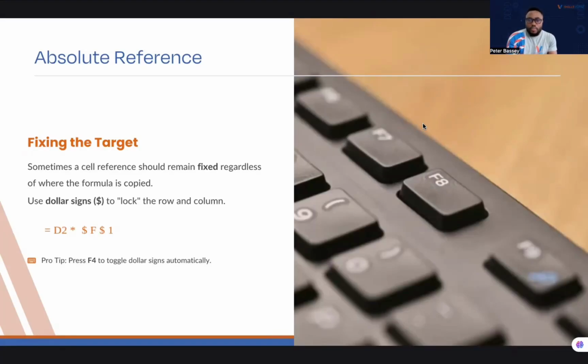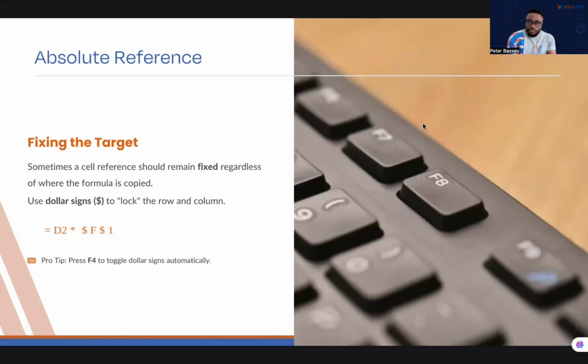And the next type of referencing that we want to talk about is absolute referencing. And sometimes you don't want your references to move. Maybe you have, say, a tax rate, or you want to change currencies, and you have the fixed rate of that particular currency in a particular location. All right. Now, that is where the absolute reference comes in.